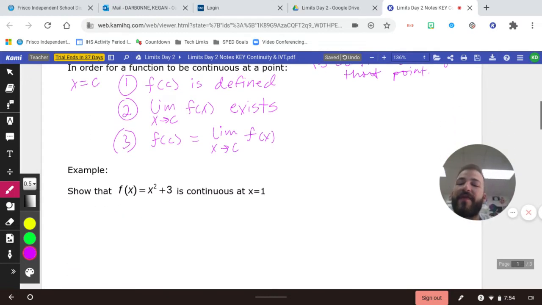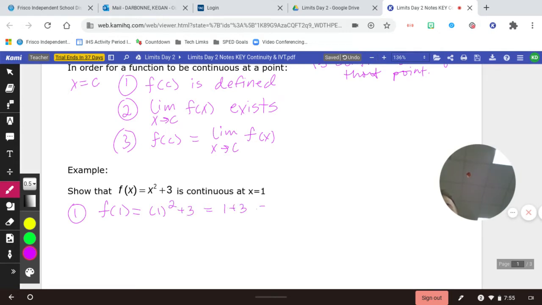I want to show that f of x equals x squared plus 3 is continuous at x equals 1. First off, I need to show that f of 1 exists. What can I do to show that? Well, I can plug the number in and get a number out. So 1 squared plus 3 is equal to 1 plus 3, which equals 4. So first step, the point exists.